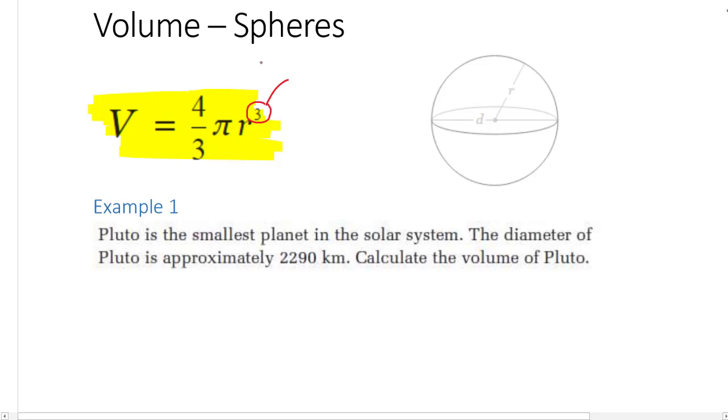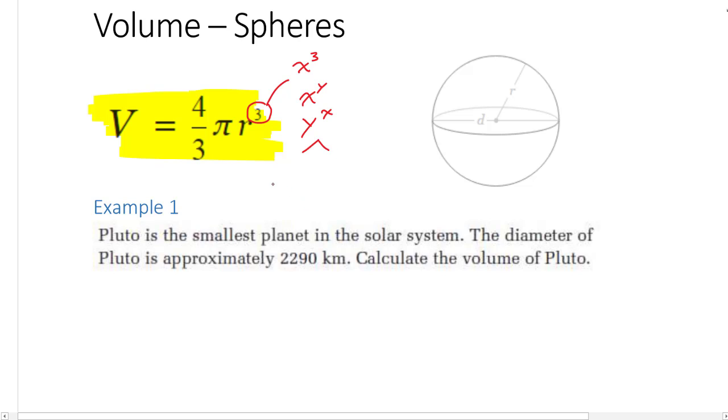When you get to your calculator, whatever that number is, you're going to have to cube it. So you might have a button that says x cubed on it, but probably not. You probably have a button with an x with a y above it, or a y with an x above it. Or you might have this arrow here.